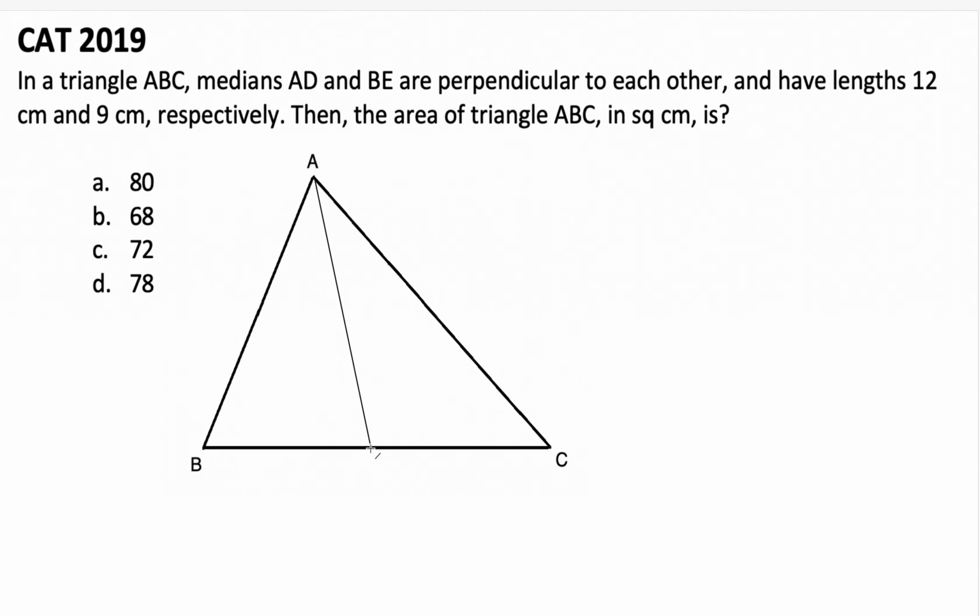Drawing the medians again. AD, BE, perpendicular. This is 12. This is 9. Now this is 1/6 of the area of the triangle. Because if you draw another median like this, very bad median. Let me draw a proper median. If you draw another median like this, you know that this is 1/6 the part of the triangle, because medians divide it into 6 parts of equal area. Can you calculate the area of this triangle?